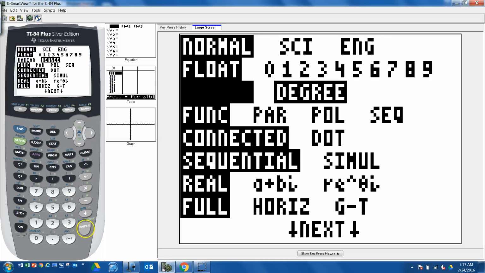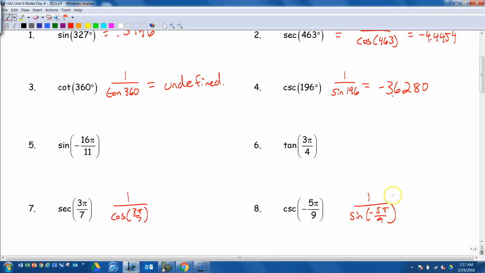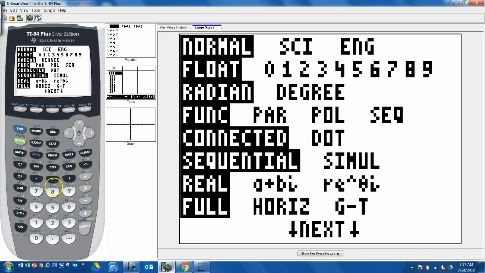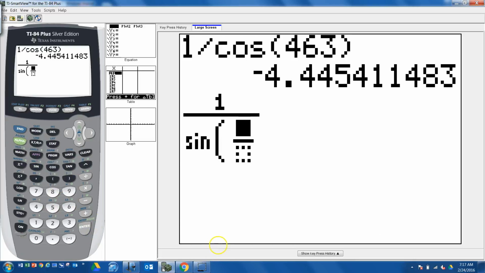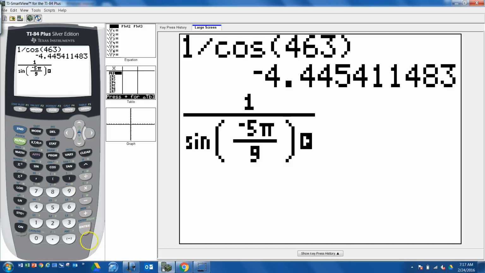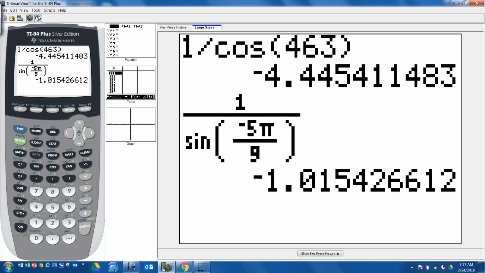I'll pick one of the upside down ones. I'll do 1 over sine of negative 5 pi over 9. Show you how that looks. Remember, you can do alpha y equal to get the fraction bar. 1 over sine, and then you can do another alpha y equal. And I think this one was negative 5 pi over 9. And there we are. And you should get negative 1.0154.